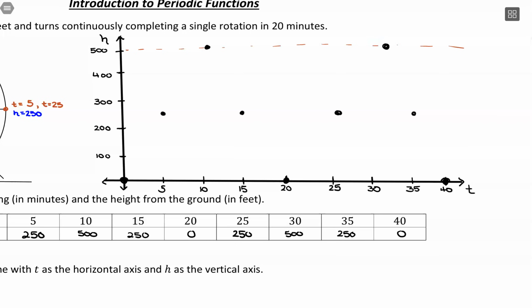We're seeing 250 come through. And we're seeing 0 come through. But what we need to do is figure out what's happening between these points. How do we graph the heights?